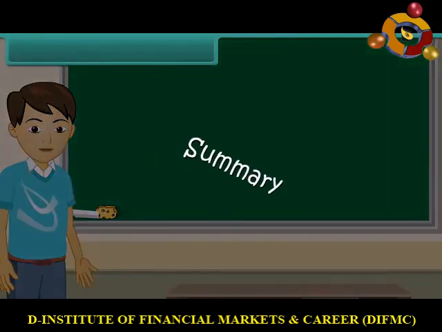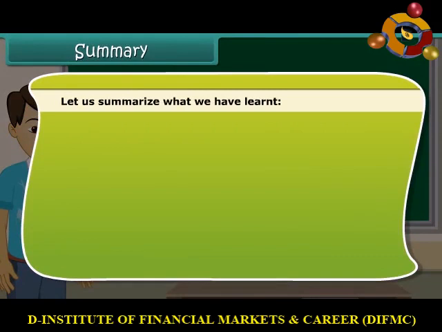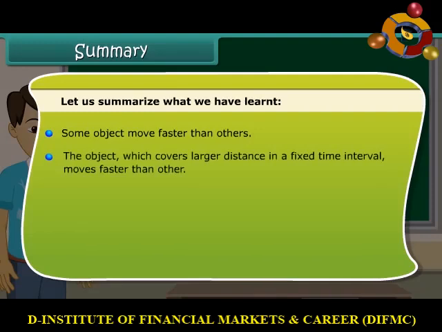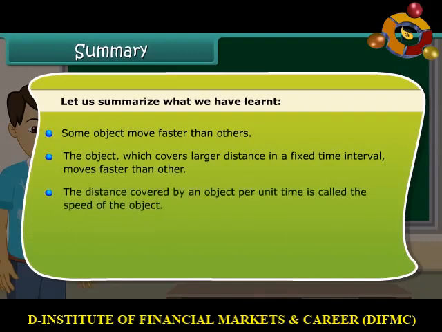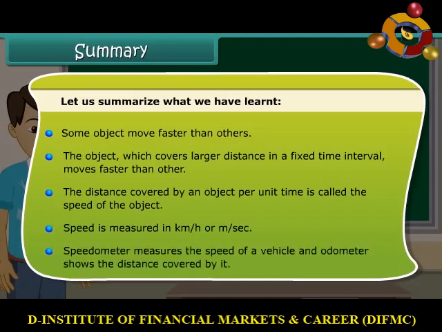Summary. Let us summarize what we have learned. Some objects move faster than others. The object which covers larger distance in a fixed time interval moves faster than other. The distance covered by an object per unit time is called the speed of the object. Speed is measured in kilometer per hour or meter per second. Speedometer measures the speed of a vehicle and odometer shows the distance covered by it.